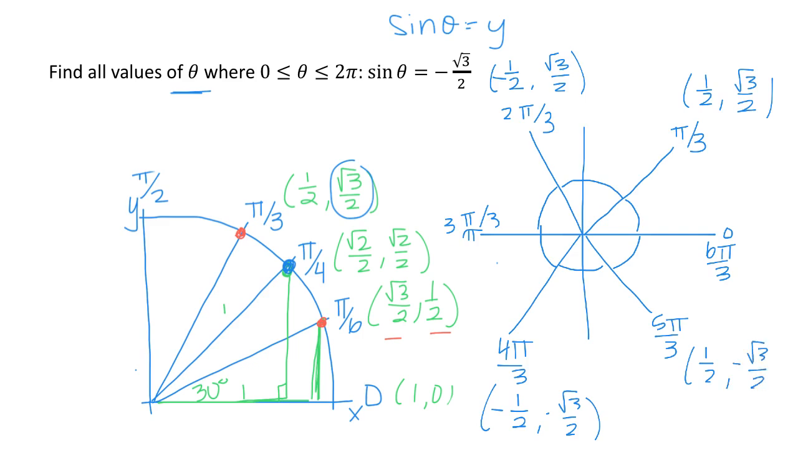So it's asking when I get a negative root 3 over 2. That happens in the third and the fourth quadrant, when the y value is negative. So these angles are my answer, 4 pi over 3 and 5 pi over 3.